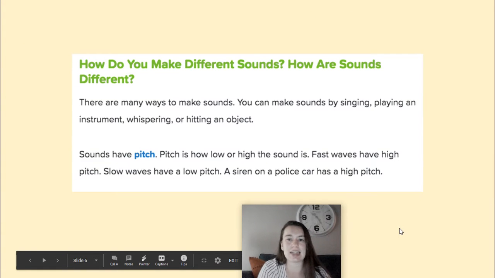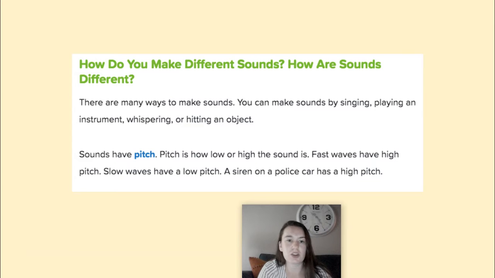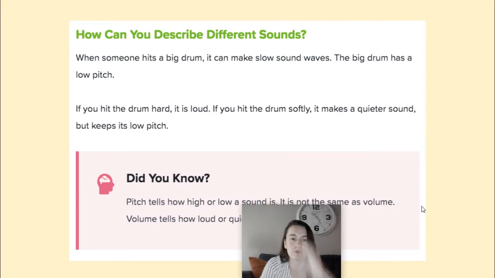How do you make different sounds, and how are sounds different? There are many ways to make sounds. You can make sounds by singing or playing an instrument, by whispering, or even hitting an object. Sounds have pitch. Pitch is how low or how high the sound is. And fast waves have a high pitch and slow waves have a low pitch. A siren on a police car, for example, has a high pitch. When you hear that coming, it's high, it's loud, okay? So that has fast waves.